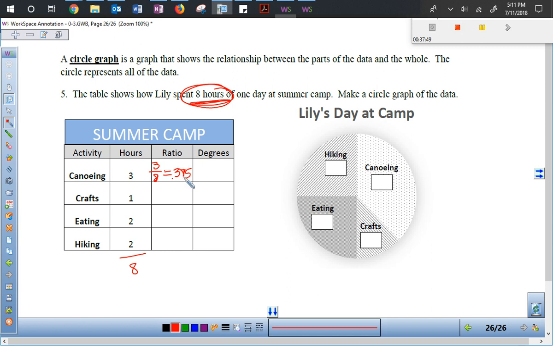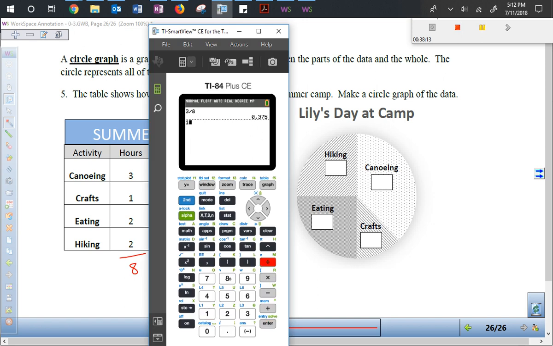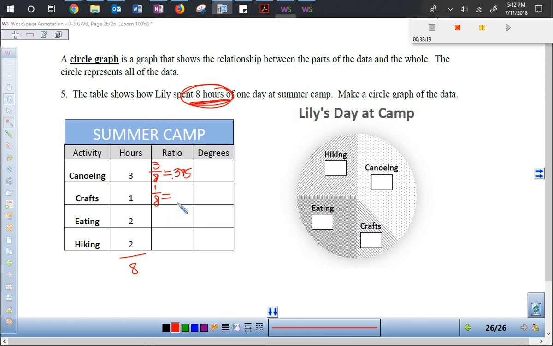Okay? Now we're going to go down the line here and we're going to do the same thing for crafts, eating, and hiking. So the ratio starts as a fraction. I want the number of hours she spent, so 1 hour for crafts, out of the total number of hours in the day, which was 8. And then we're going to put that into our calculator. So 1 divided by 8 is a terminating decimal of 0.125. And then go ahead and do that for eating and hiking.